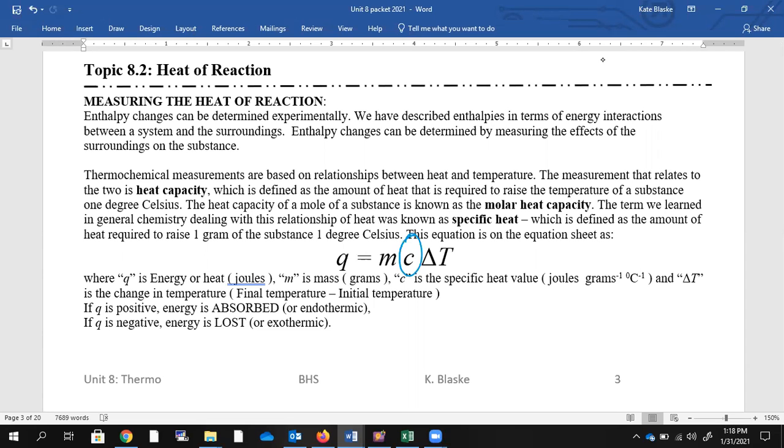Some can absorb a lot of energy before they start to change temperature. Some absorb very little energy before they start to change temperature. And that's what we measure with the specific heat. So the units on the specific heat are joules per gram degree Celsius. And so what that means is that the heat capacity is the amount of energy required to raise 1 gram of that substance by 1 degree Celsius.